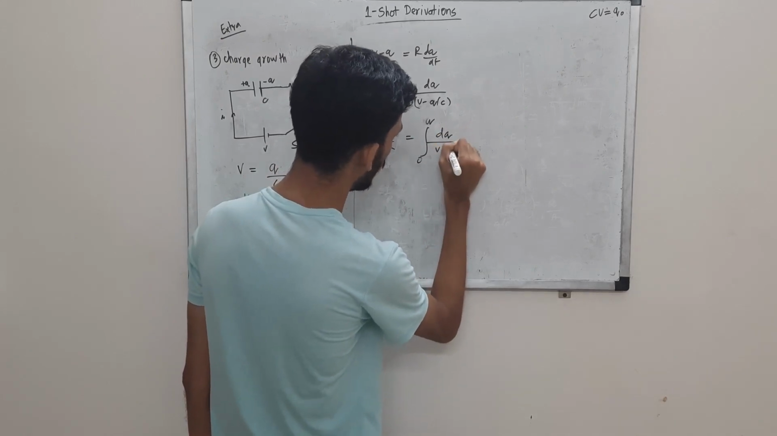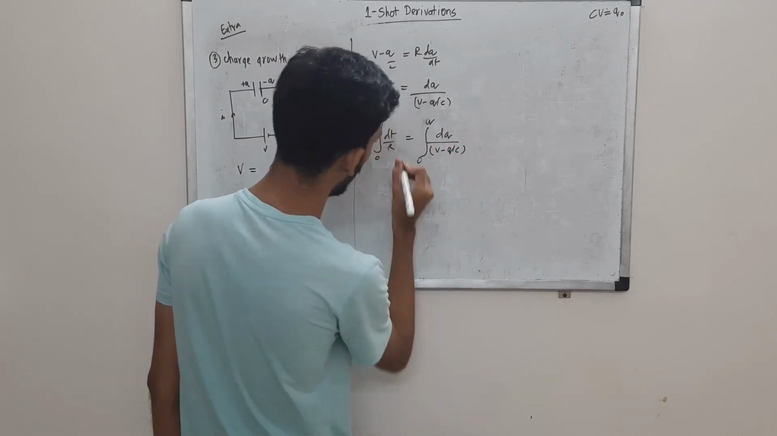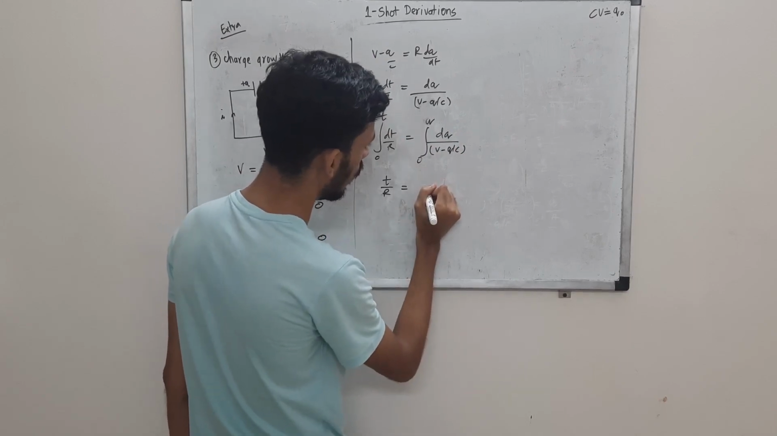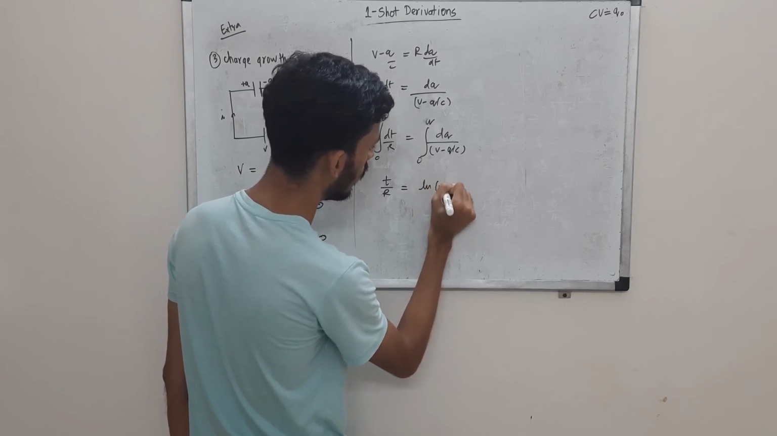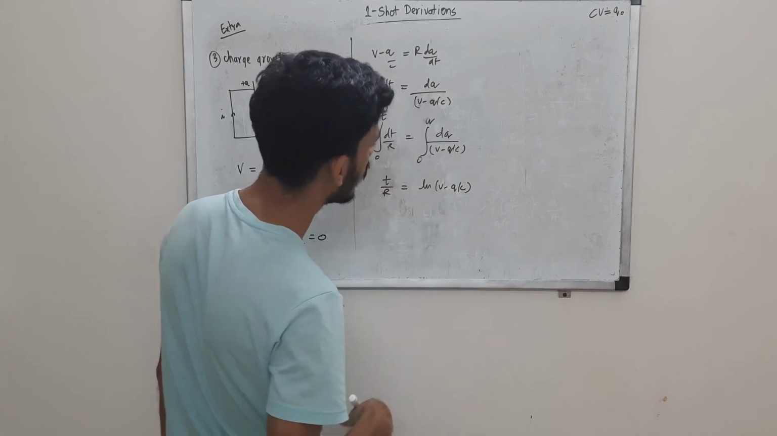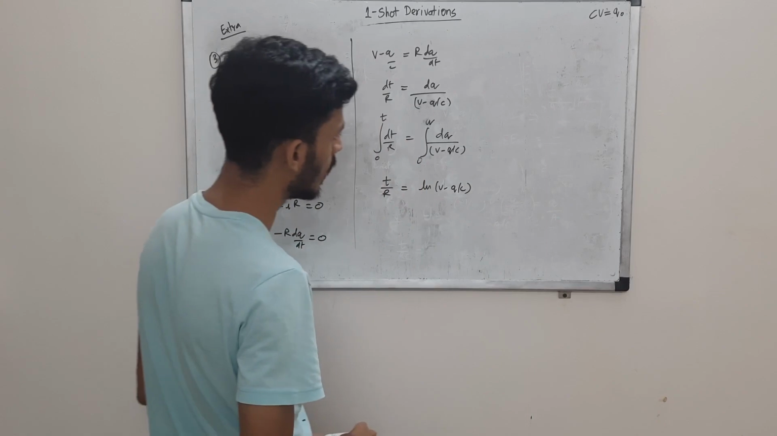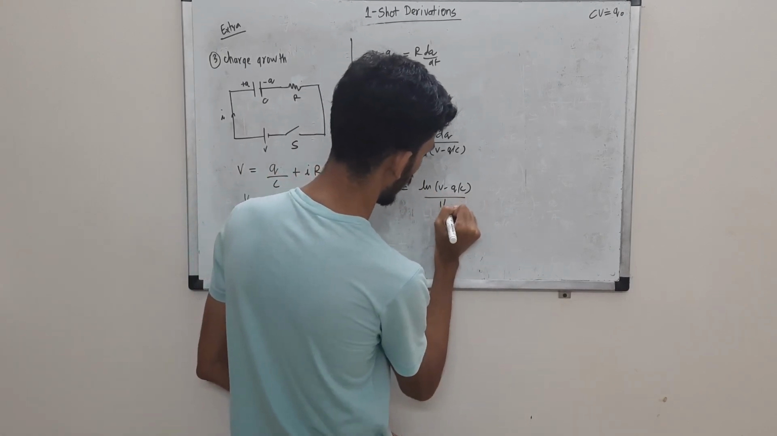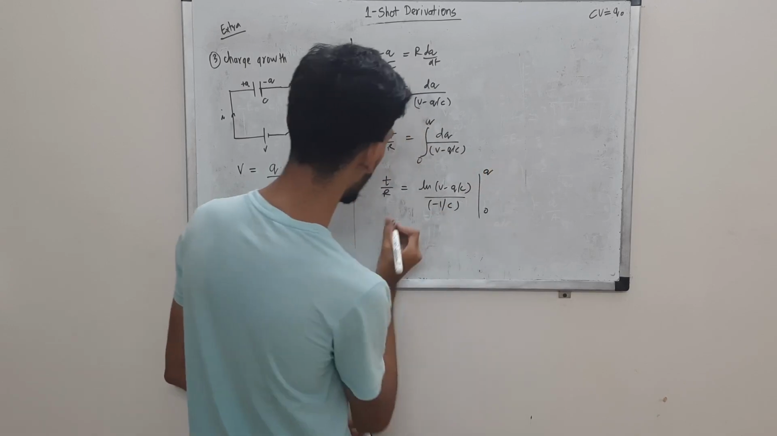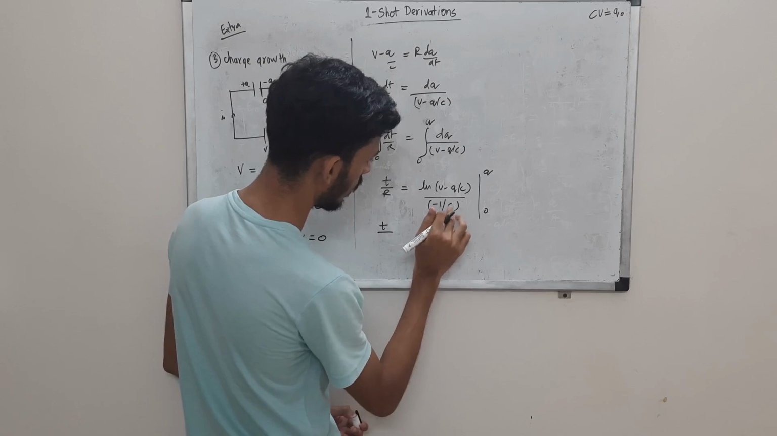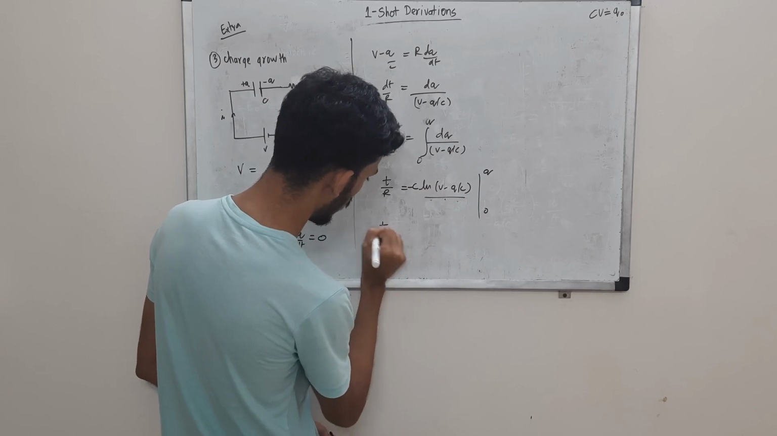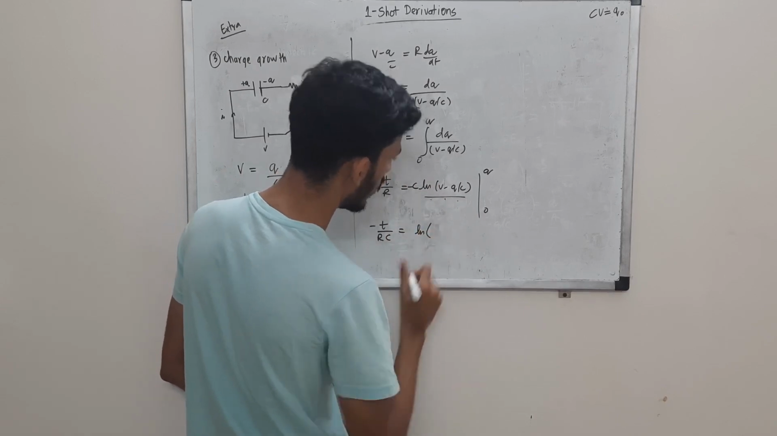So dq upon V minus Q by C. Now this integration is T by R, and T minus 0, same thing. So here we'll have ln of V minus Q by C, and in the denominator we'll have minus 1 by C, right, and these have limits 0 to Q. Okay, so T, and minus C can be taken on top. We'll bring it over here, minus T by RC, and let us substitute the limit.